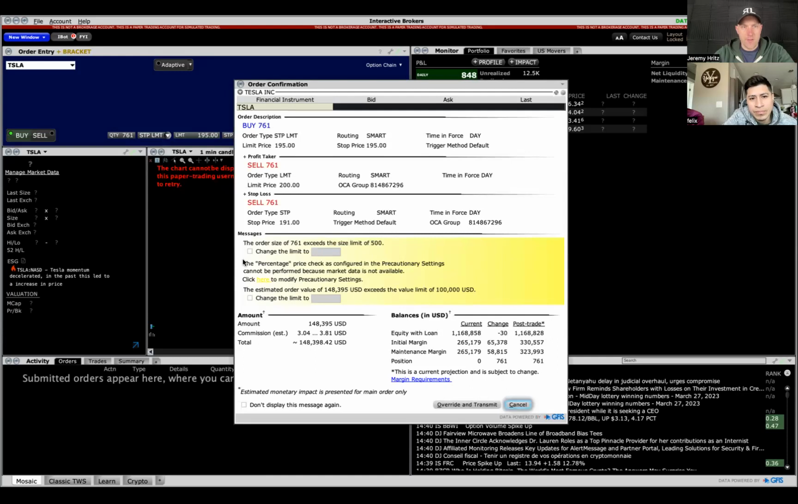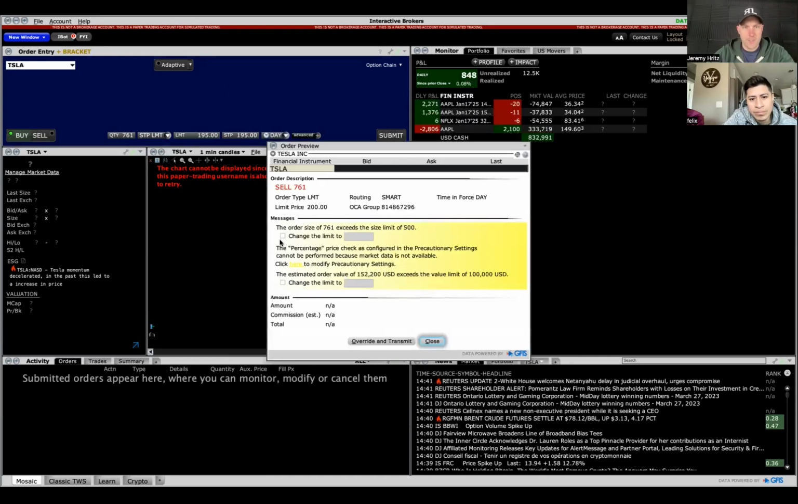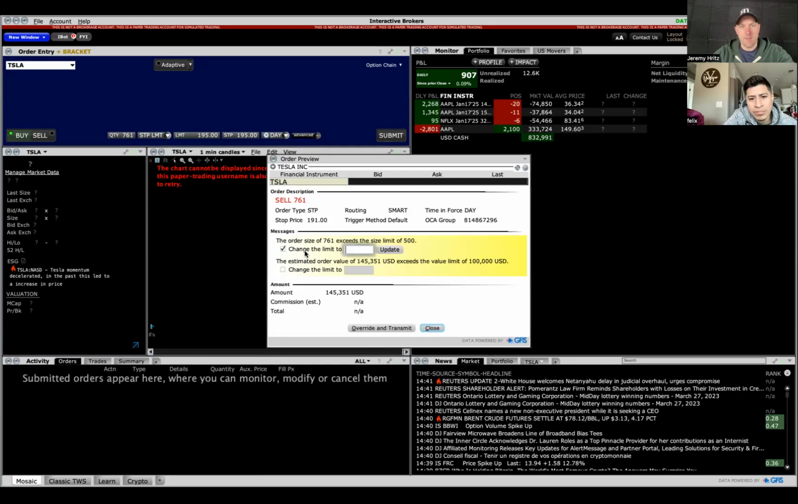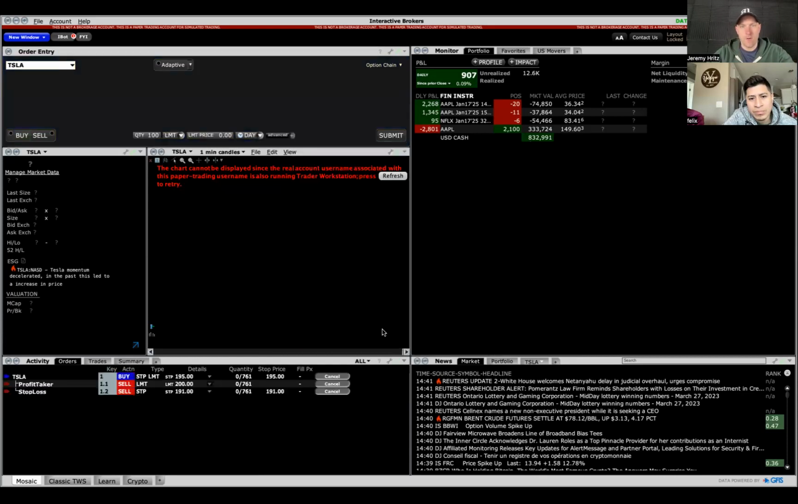And then it's going to bring all these boxes up here. Just override them. They're very cautious about asking you, are you sure you want to do this? This exceeds our limit size of 500 shares. It always does that to make sure you're doing the right thing, putting the order in the right way. You hit override, see the same thing, override.